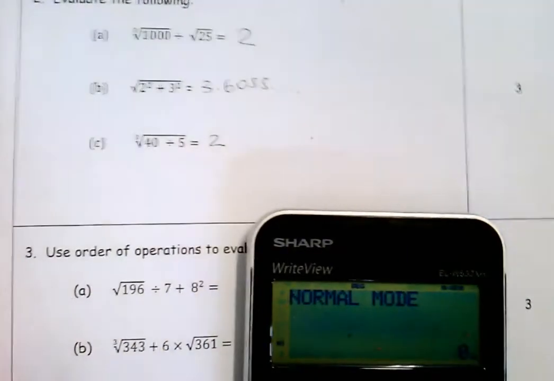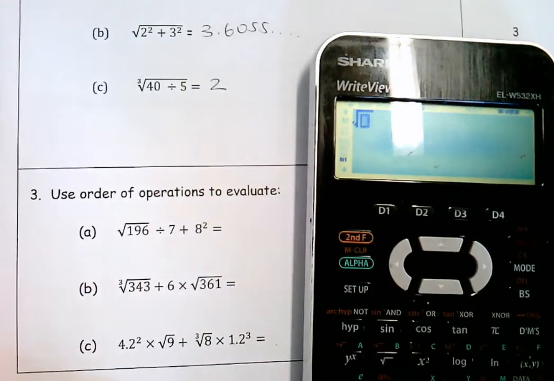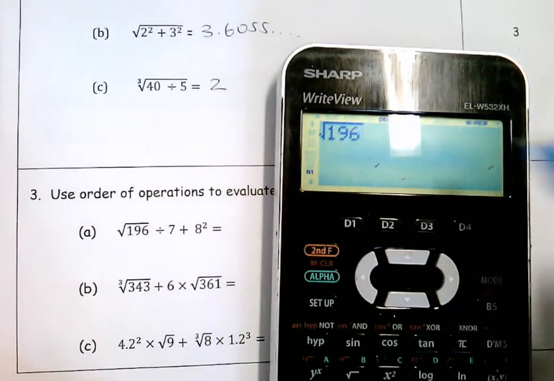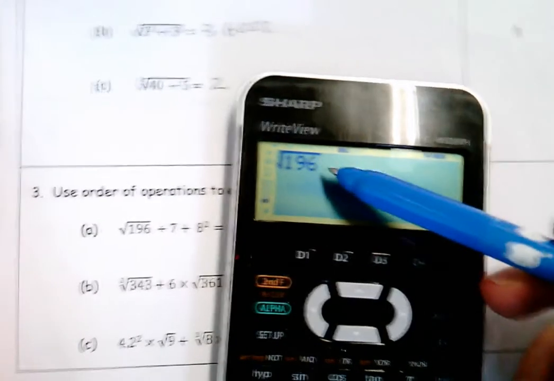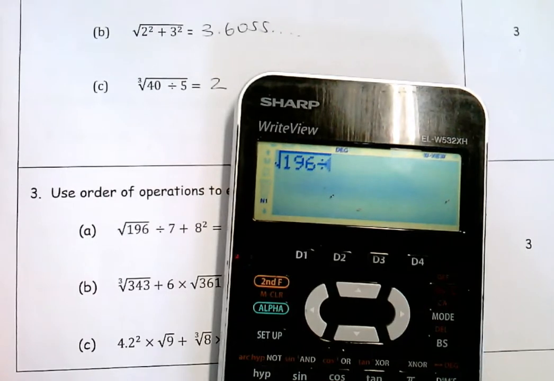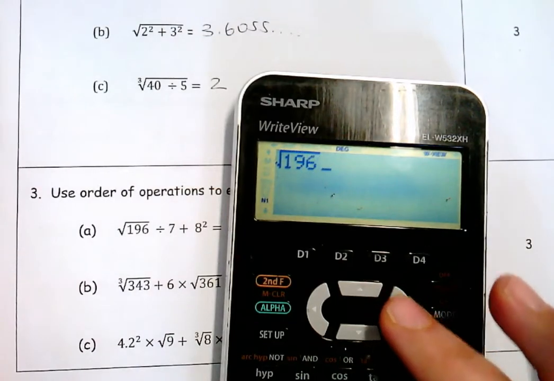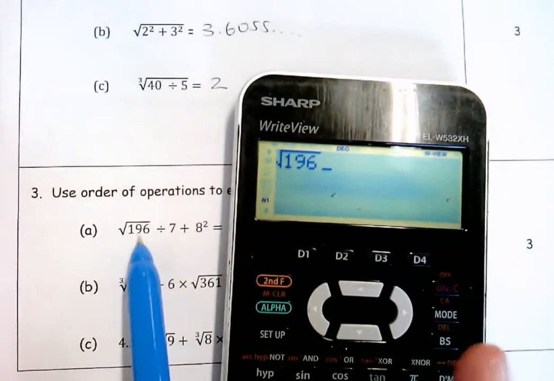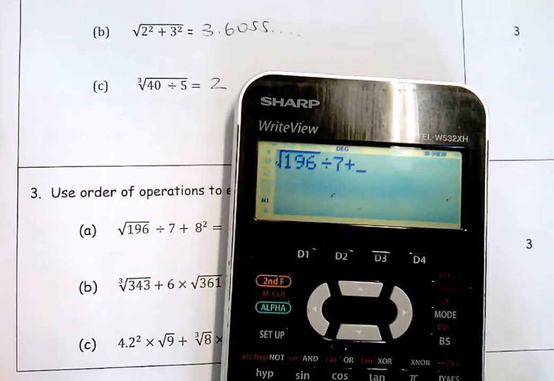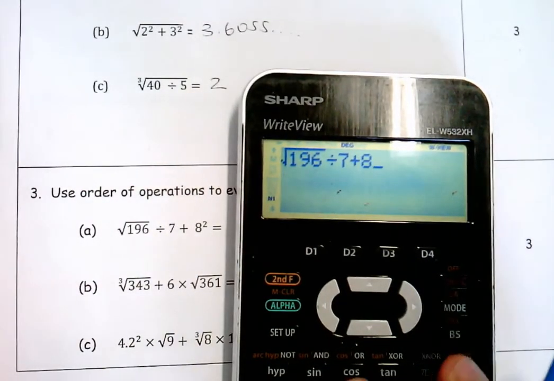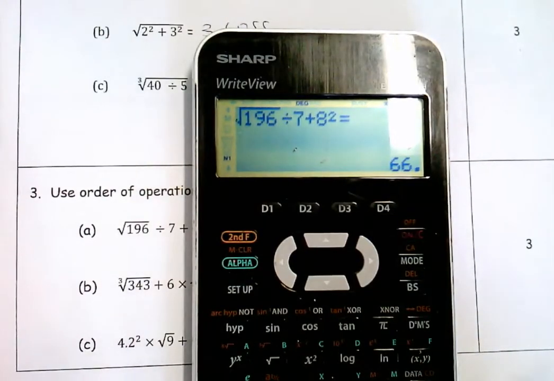Now, with the next one, you just enter it exactly as you see it on your calculator. So we've just got square root of 196. Now, notice my cursor is flashing, and it's still under the square root sign. If I press divide, it's still under the square root sign, so I need to delete that. I need to start again. Square root of 196. I need to press this arrow to get out of the square root, because in this question, square root of 196, and then I'm out of the square root, so you need to press that arrow across. Divide by 7, and then plus 8 squared, so 8 and the x squared button, which is there, equals 66.